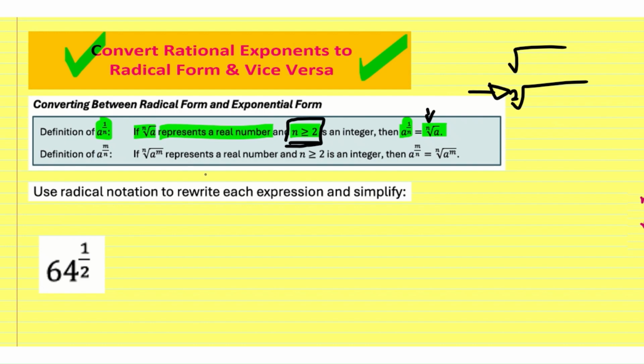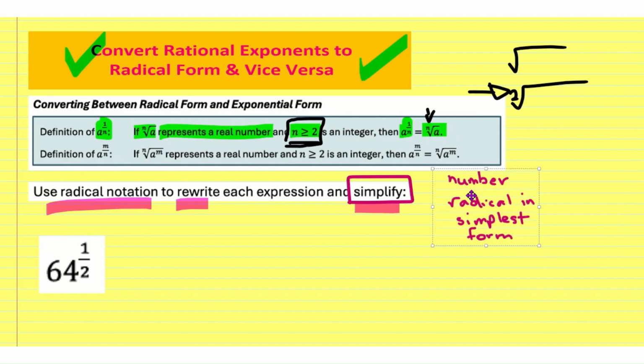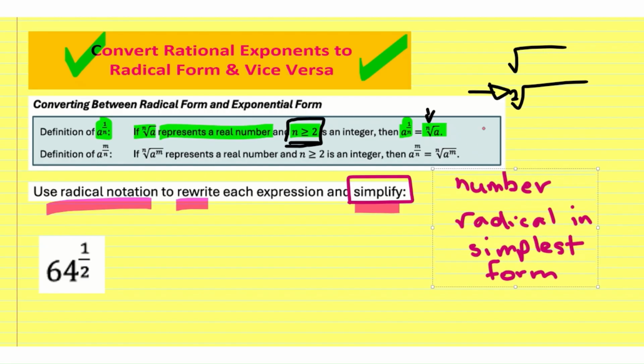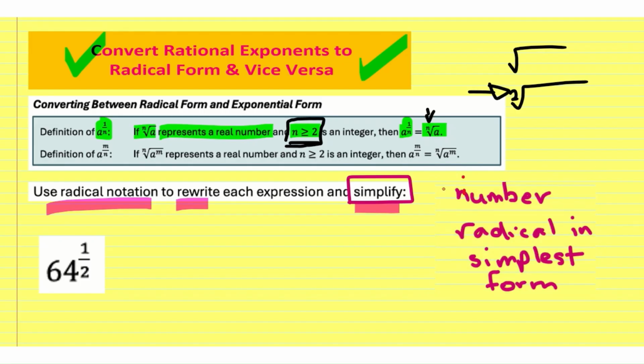Okay, so this says that we are going to use radical notation to rewrite each expression and simplify. So I do need to make you aware that when it says to simplify, our answers may be one of two things in this section. We may simplify it to a number, or it may be a radical. So a number or a radical, but the radical will be reduced to simplest form.